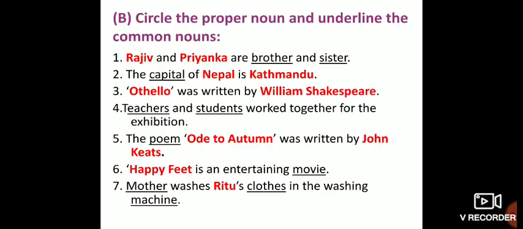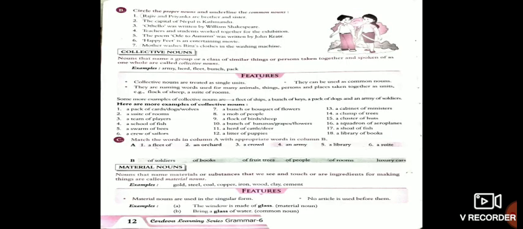Now we'll talk about material nouns. So children, material nouns are the nouns that name materials or substances that we see or touch or are ingredients for making things. So such nouns are called material nouns. For example, gold, steel, coal, copper, iron, wood, clay, cement. So all these materials, all these substances, they are known as material nouns.